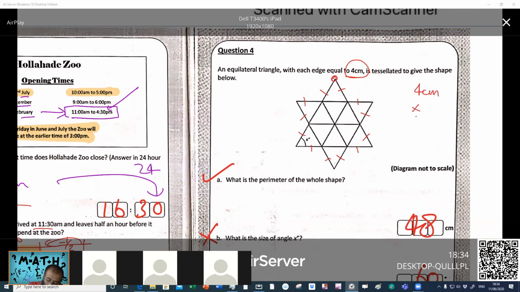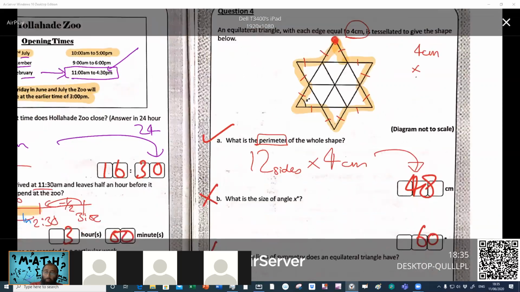So if you start from here, what does the word perimeter mean first of all? Like when you add all of those sides. Yeah, so the word perimeter means the distance around the shape. We got to travel all the way along here. And how many sides do we have, Ayan? 12. And what's the length of each side? 4. And what's 12 times 4? 48. That's how we do it.